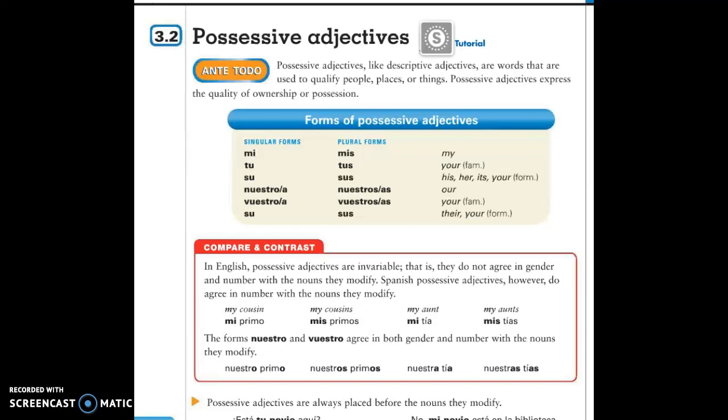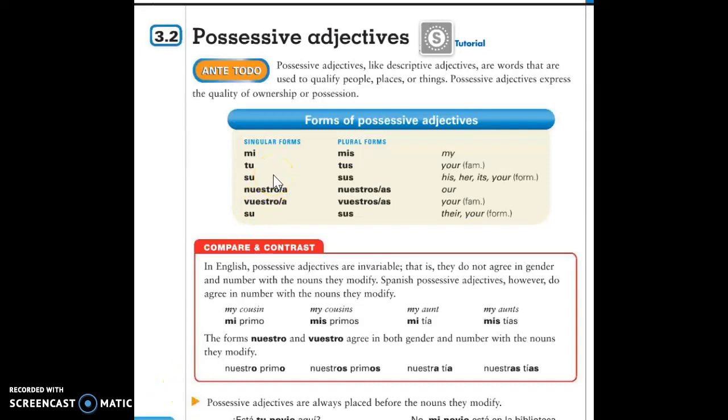Bienvenida a adjetivos posesivos. So now that you've mastered adjetivos descriptivos, we're moving on to possessive adjectives. And like the descriptive adjectives, possessive adjectives are words that are used to qualify people, places, and things. So possessive adjectives express the quality of ownership or possession.